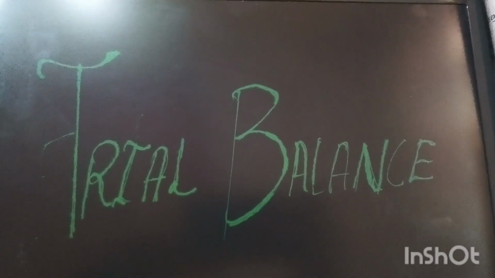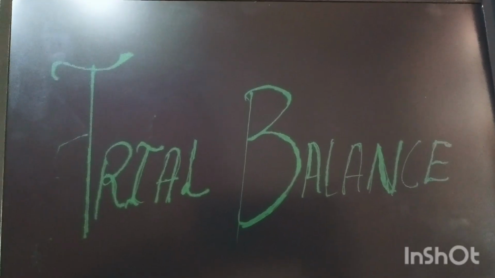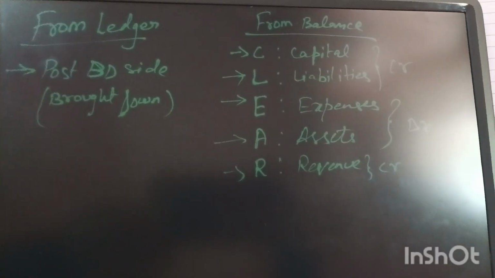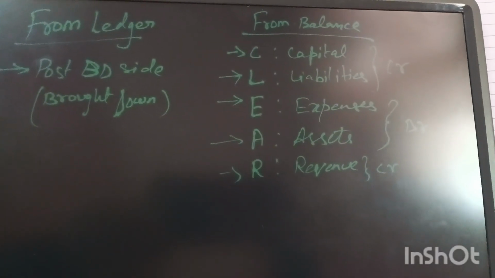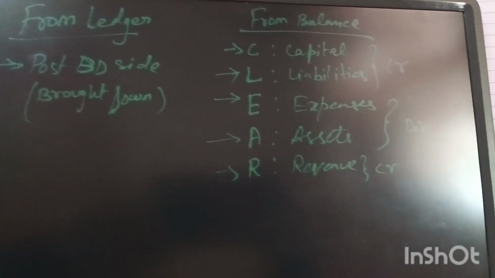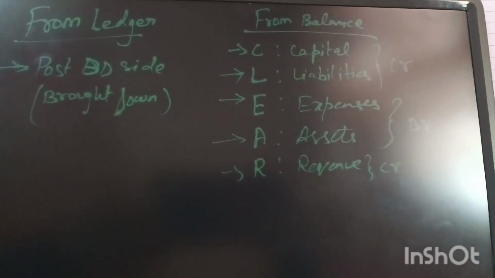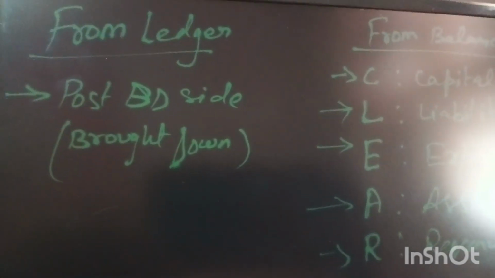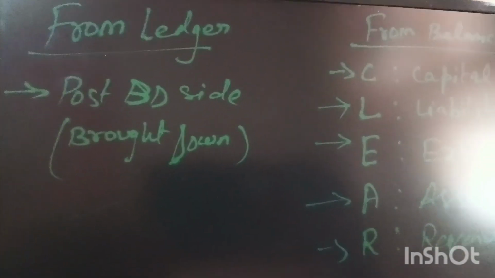Today we will learn how to make a trial balance. A trial balance can be prepared in two ways, from ledger and from normal balance. From ledger, first we make the ledger and we post the BD side, meaning the brought down side.